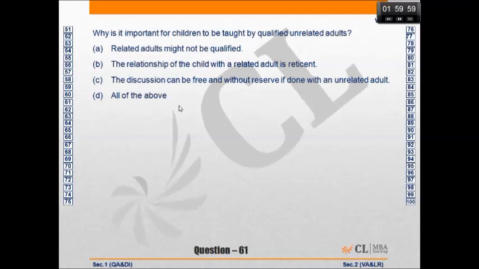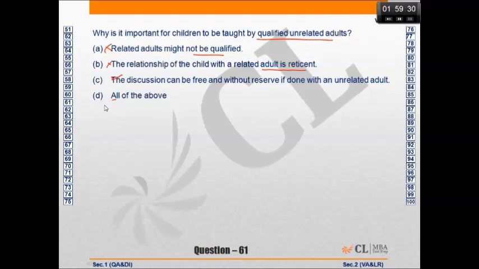Why is it important for children to be taught by qualified unrelated adults? A. Related adults might not be qualified, incorrect. Why? It is qualified and unrelated. B. Relationship of the child with the adult is reticent. Not necessarily, it may or may not be reticent. Okay. C. The discussion can be free and without reserve if done with an unrelated adult. Possible. D. All of the above. Okay.